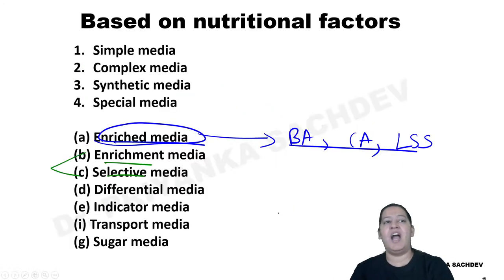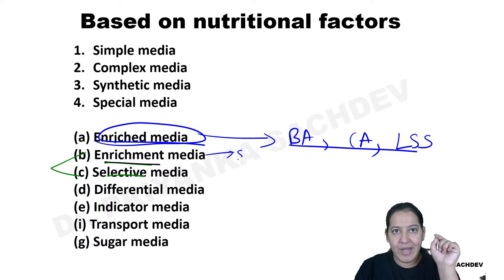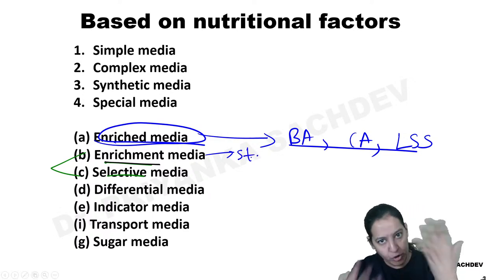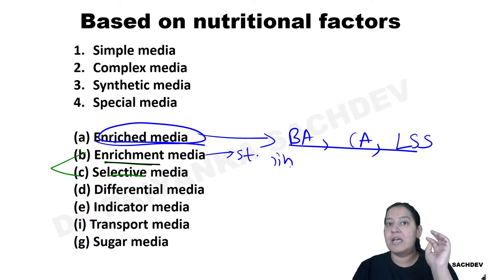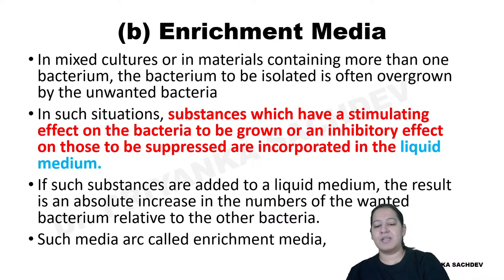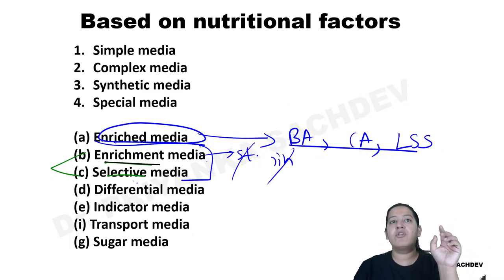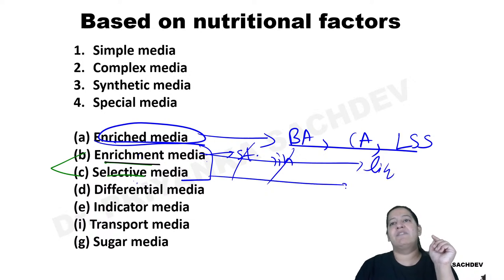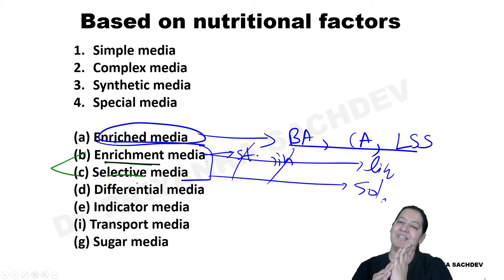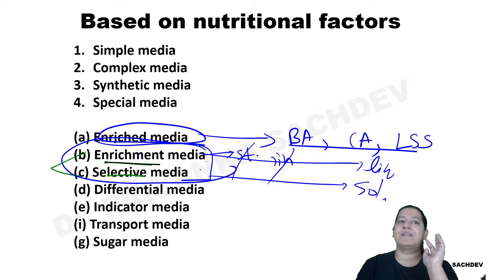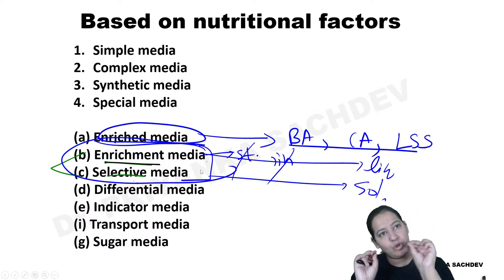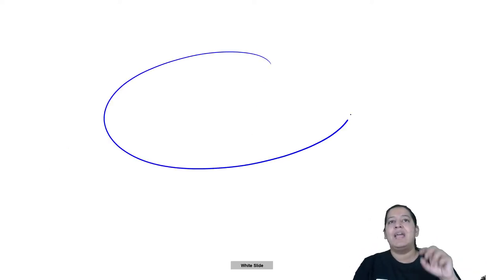So such media, in which we add either a stimulatory thing for the bacteria which we want to grow or inhibitory things for the bacteria which we do not want to grow, is known as enrichment and selective. You will say, ma'am, what is the difference between enrichment and selective, when in both we add stimulatory and inhibitory substances? So enrichment is liquid and selective is solid. Only that much difference is there. Otherwise the definition of both of them is the same.